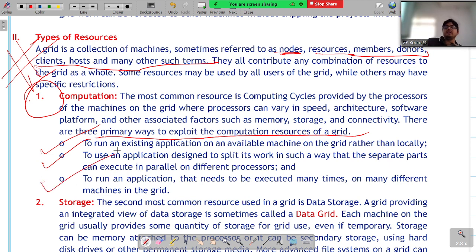Are you correct? Yes. And third point, to run an application that needs to be executed many times, then we can use grid. So if one application we need to run 5 times, it's better to use grid, run it one time, and it will be multiplied by 5. Understood? Yes or no? Yes.